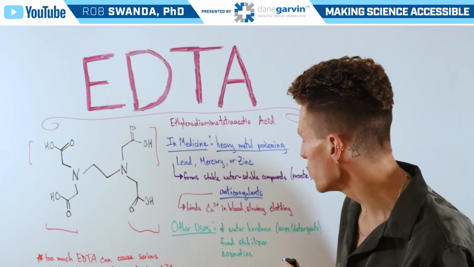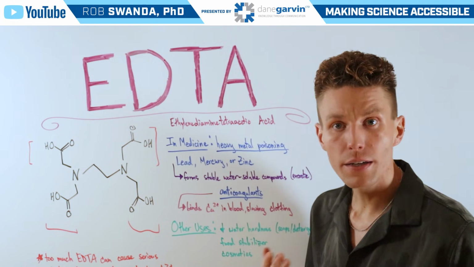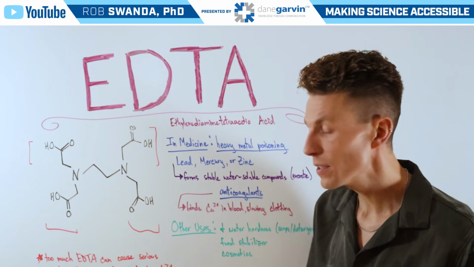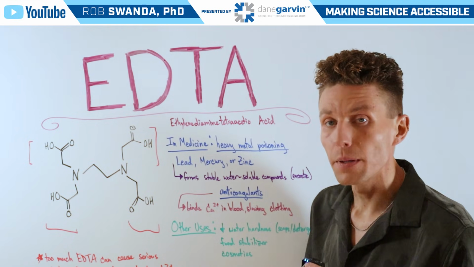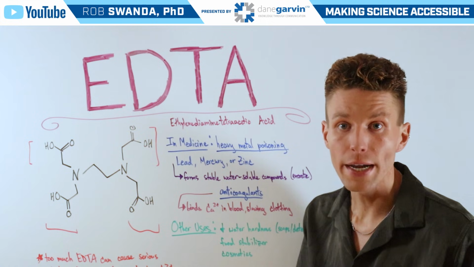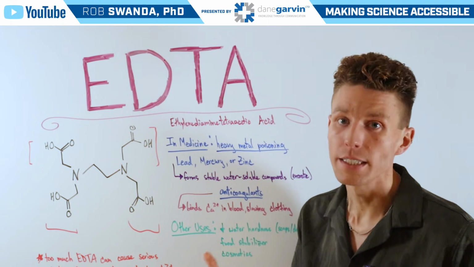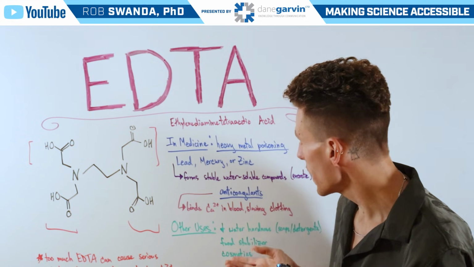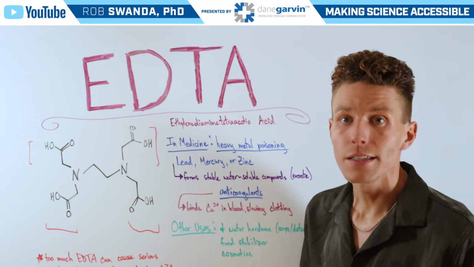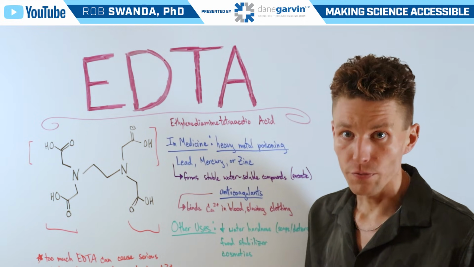EDTA can also be used to decrease water hardness in soaps and detergents, as well as a food stabilizer, since it can bind to trace elements of metal, which can sometimes be oxidized and cause discoloration. Additionally, it can be used in cosmetics, such as in makeup or in perfumes.